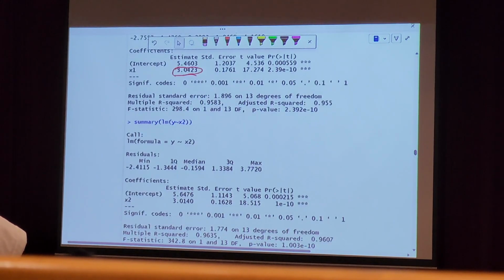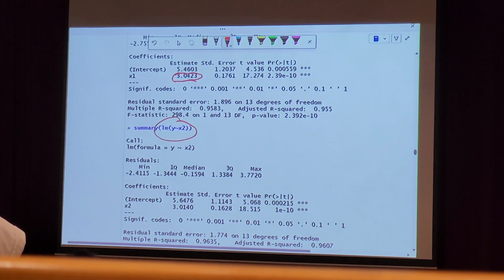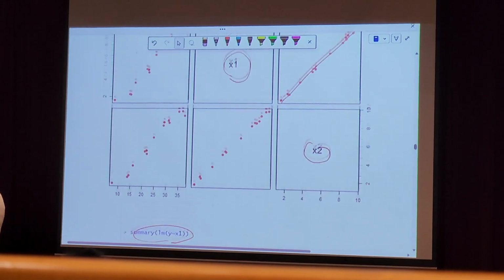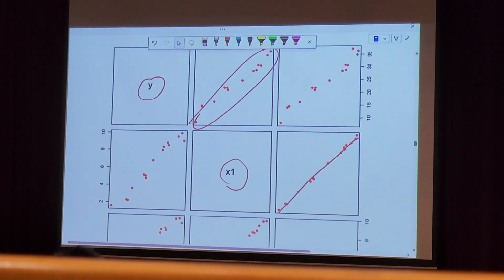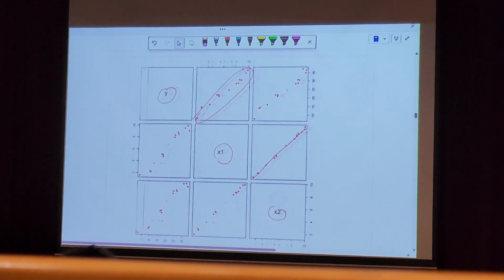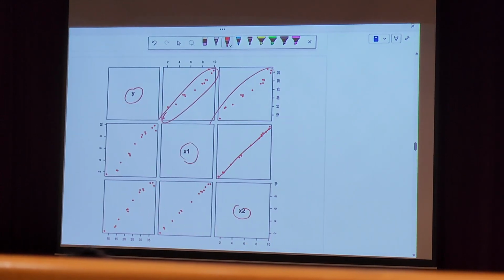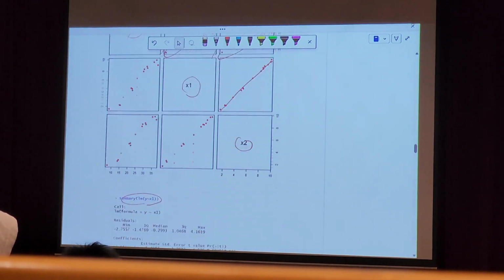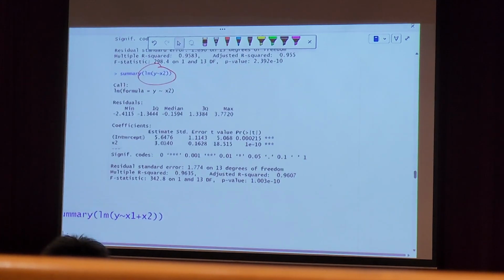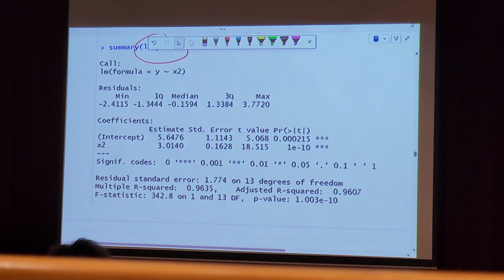So let's do another one. Y against x2. Let's take a look first. So this is x2. See, y against x2. You should also expect to have a positive regression coefficient. Do we get it? Yeah, it is.